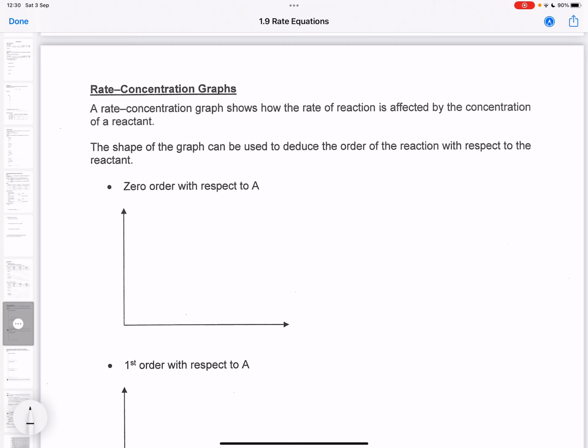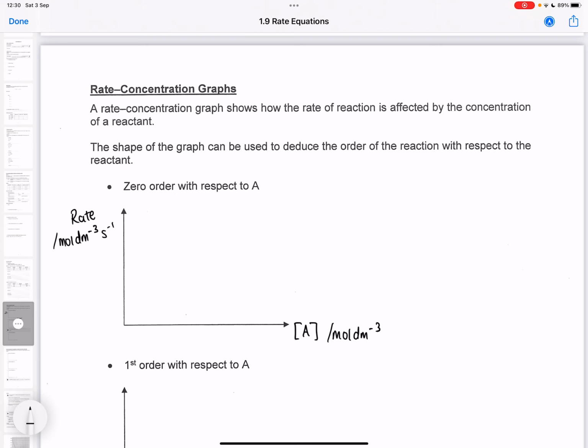So, rate concentration graph. When you get given a title of a graph like that, we know that the first thing mentioned is going to be on the y-axis. So we're going to write rate on the y-axis, and rate is change of concentration per unit time. So the units of rate are moles per decimetre cubed per second, and we're going to vary the concentration of reactant A in moles per decimetre cubed.